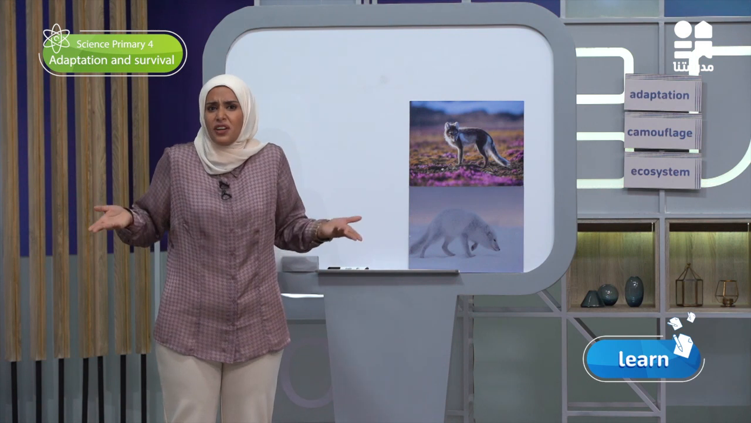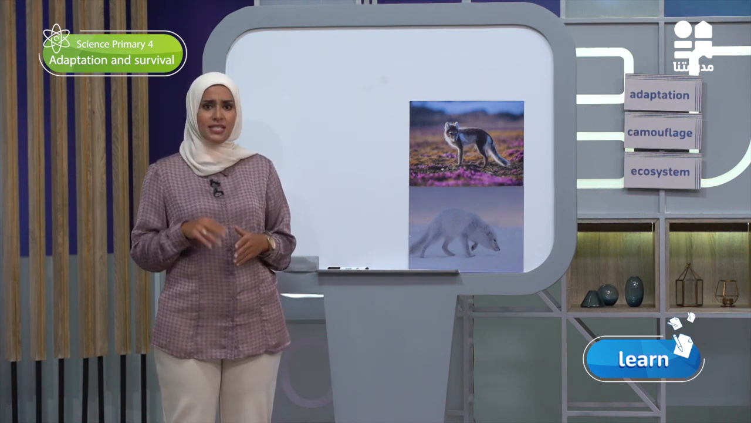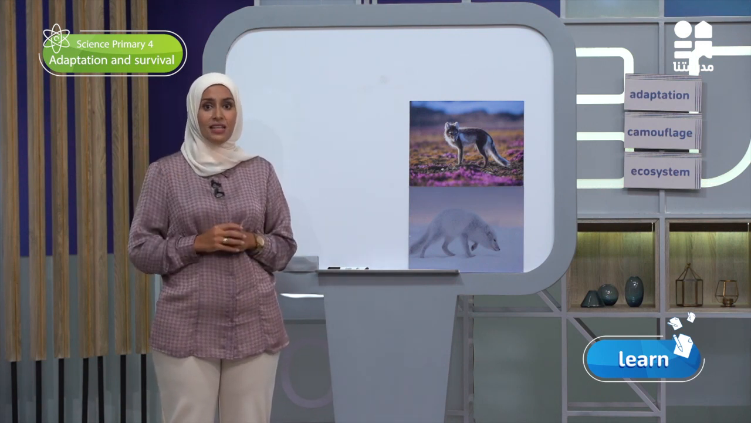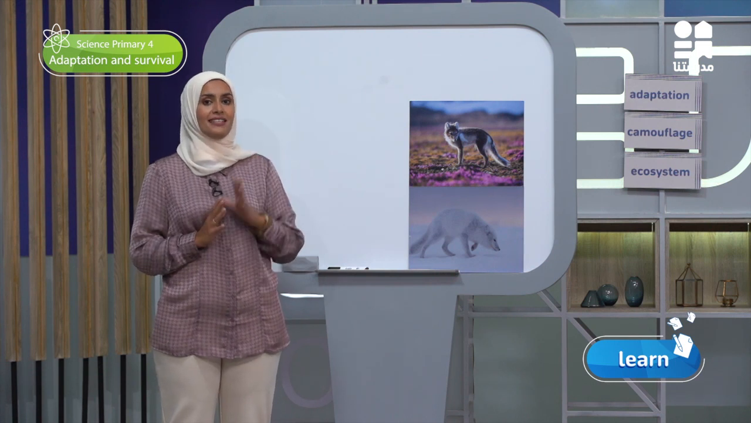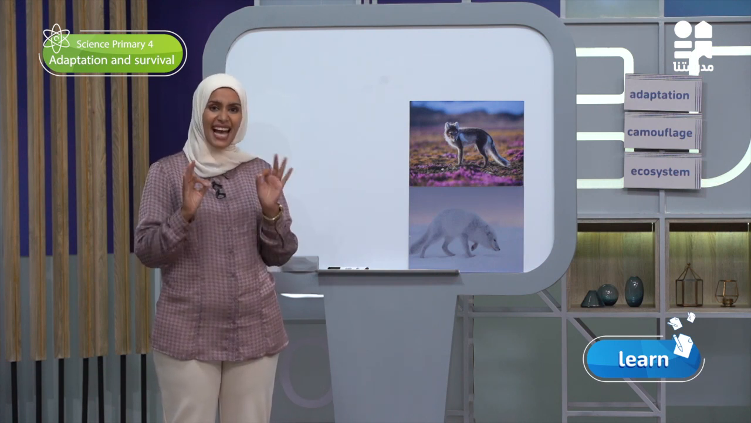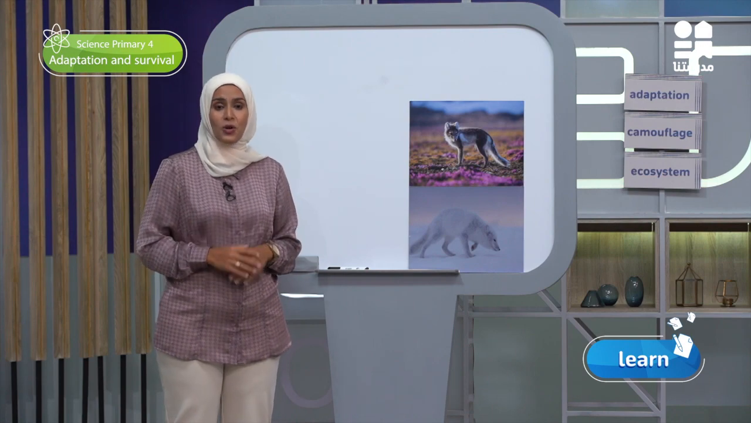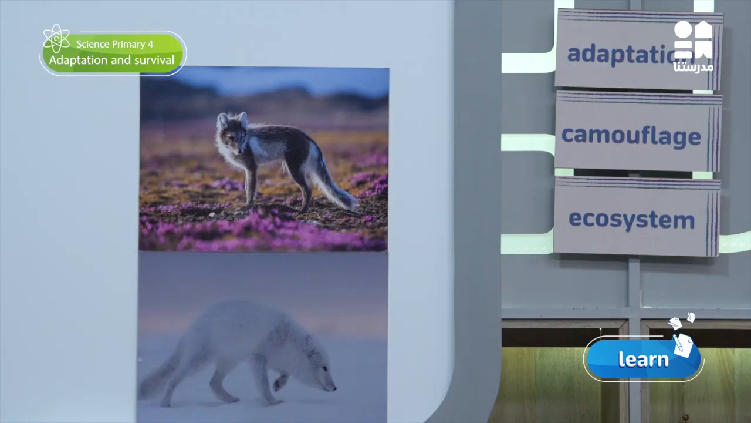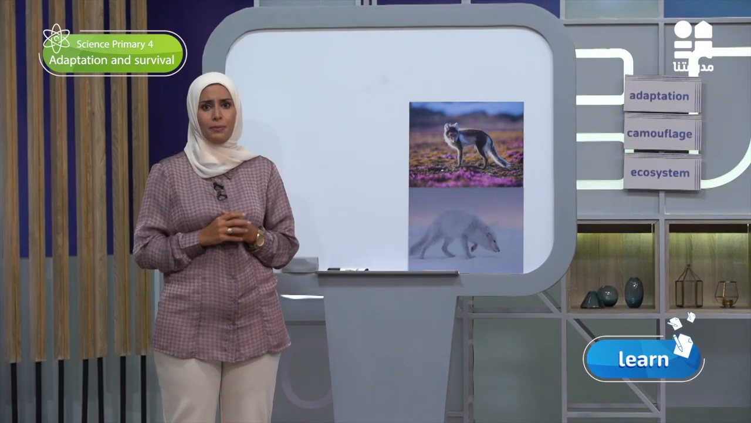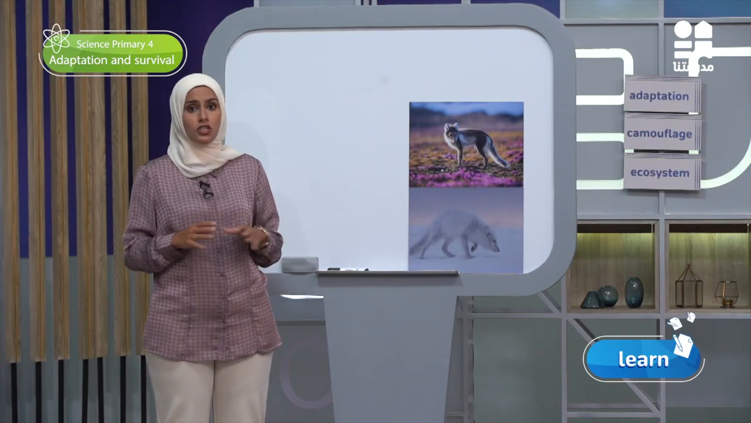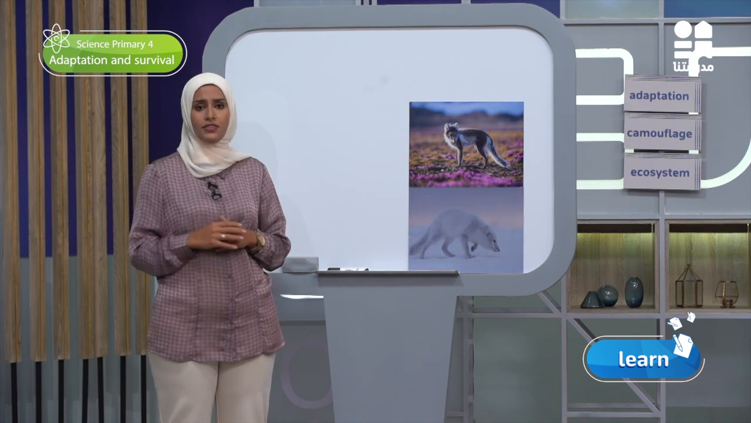Why does its fur color change? We studied this in the last lesson. Think about it for 5 seconds. Exactly! The camouflage, which means the color of the fur changes to blend in with white snow, so they hide from a predator, or can also surprise their prey and hunt them.